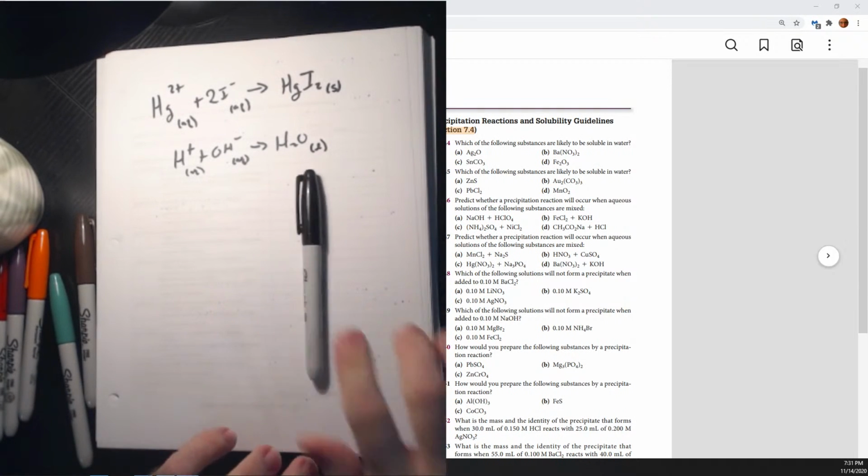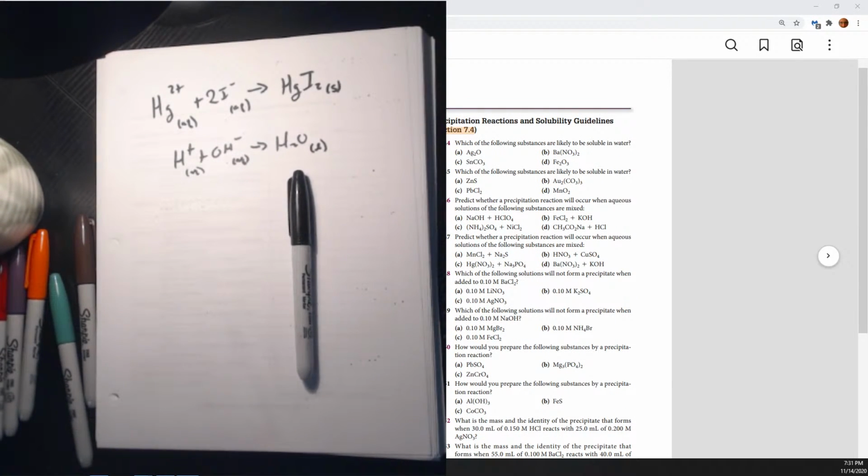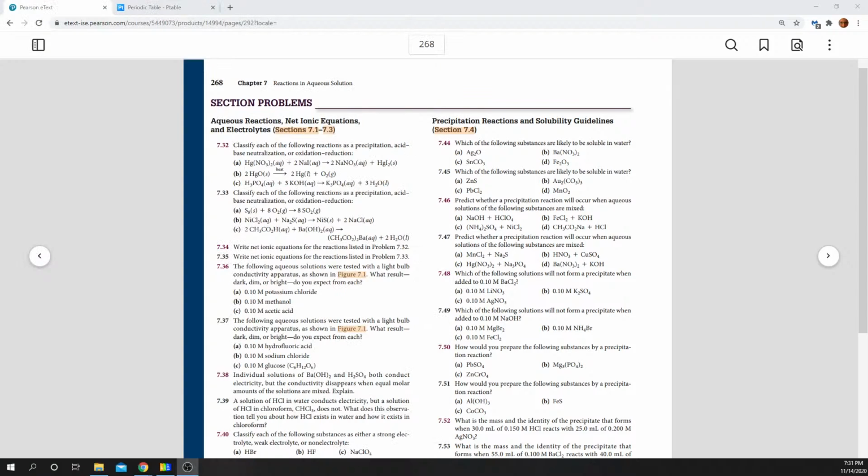All right. 36. The following aqueous solutions were tested with a light bulb conductivity apparatus, as shown in Figure 7.1. What result, dark, dim, or bright, do you expect from each? Okay, they're asking, is this a strong electrolyte, weak electrolyte, or non-electrolyte? So potassium chloride, fully soluble, that is going to be a bright light. Methanol is an organic compound. It's not going to produce any ions in solution, so that is going to be no light at all, dark. And finally, acetic acid, that is a weak acid, so it's a weak electrolyte. You're going to get a dim light.